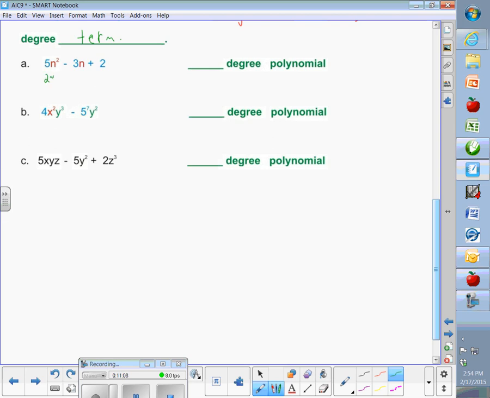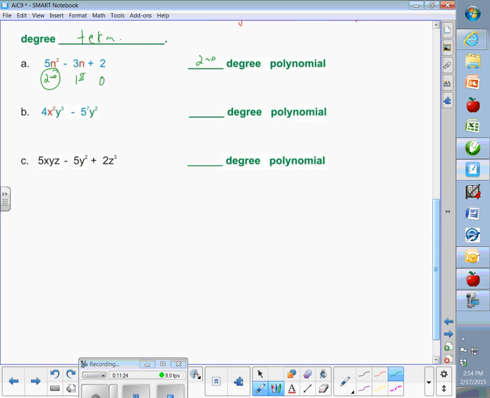It's the second degree. What's the degree of the second term? First degree. The third one is really a 0 degree. So what is the highest? Second is highest. It's a second degree polynomial. You see how that works?